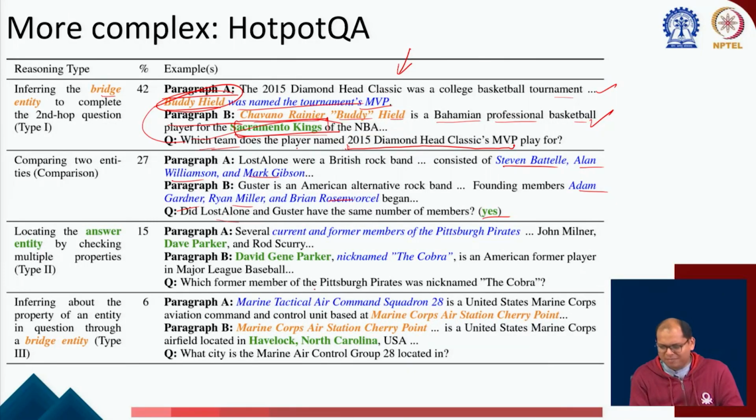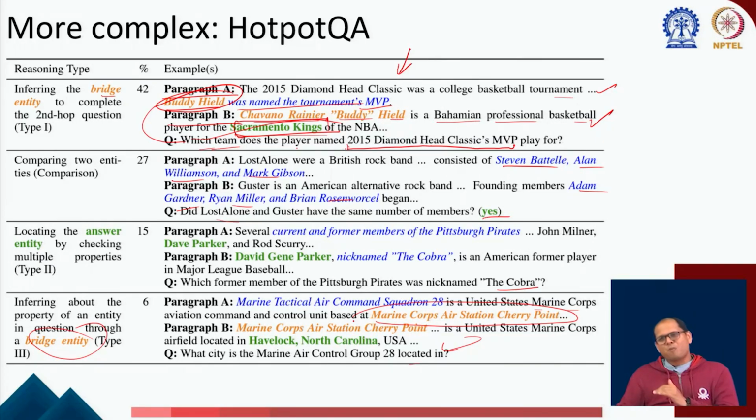Similarly here, which former member of the Pittsburgh Pirates was named the Cobra? Again you have to do reasoning, and same here. What city is the Marine Air Control Group 28 located in? You have to find out what Marine Air Control Group 28 is, and then where it is located. So, this is again a bridge entity that you have to use to get the answer.